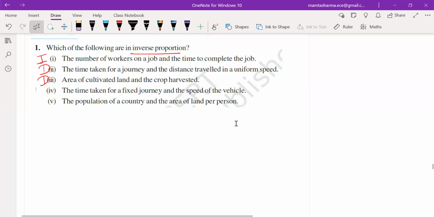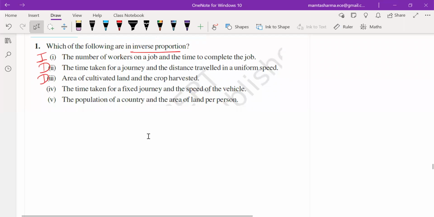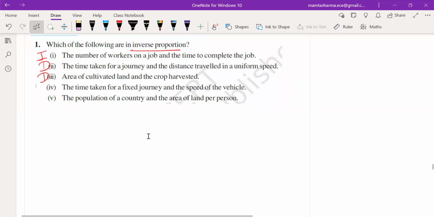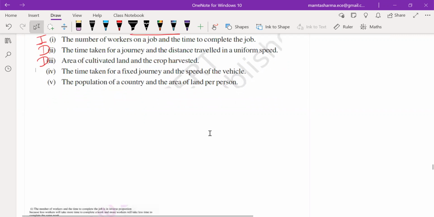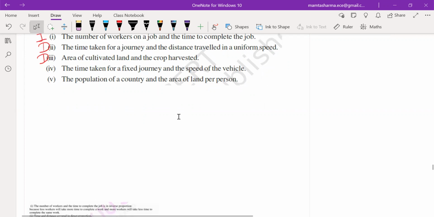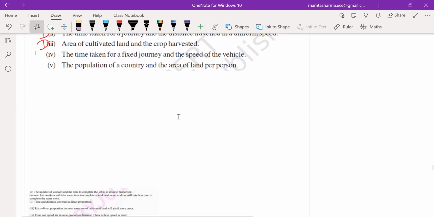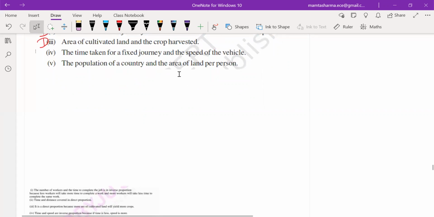Now only Nityashri is left. Where is Nityashri? Okay. For you only, I have taken this unit first. The population of a country and the area of land. Ma'am, inverse proportional. Yes. If the population increases, the area of land per person will decrease.